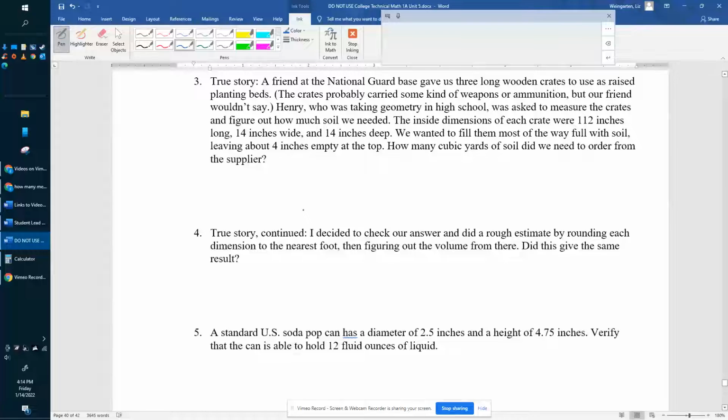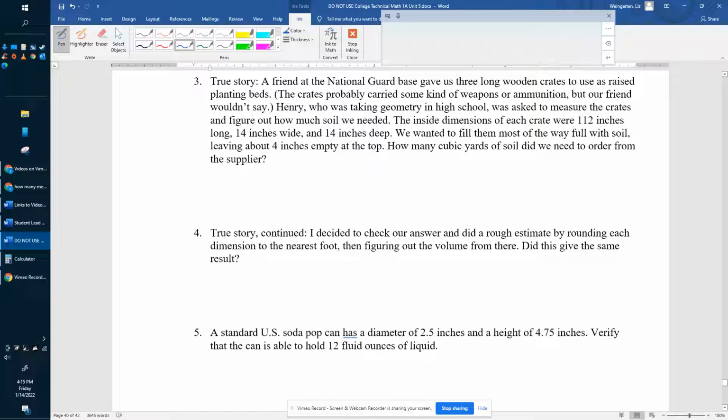All right, couple more examples here. True story. A friend at the National Guard base gave us 3 long wooden crates to use as raised planting beds. The crates probably carried some kind of weapon ammunition, but our friend wouldn't say. Henry, who was taking geometry in high school, was asked to measure the crates and figure out how much soil we would need. The inside dimensions of these crates were 112 inches long, 14 inches wide, and 14 inches deep. We wanted to fill them most of the way full with soil, with about 4 inches empty on top. How many cubic yards of soil did we need to order from the supplier?